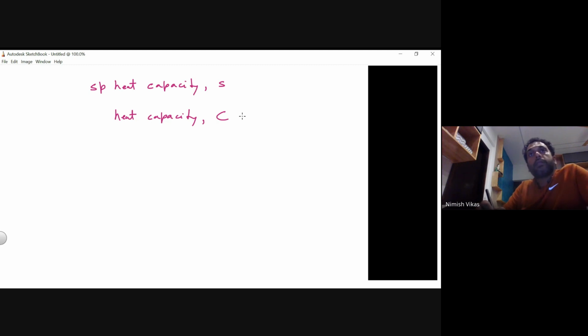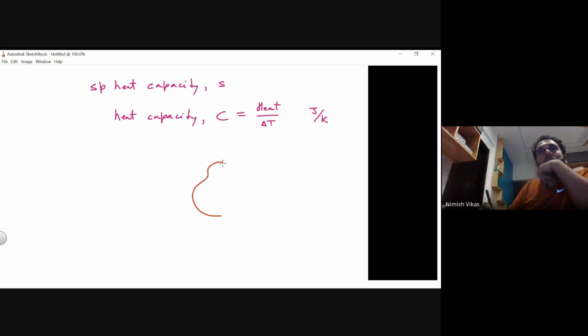So what is heat capacity? Heat capacity is the amount of heat a substance requires to raise its temperature by 1 degree Celsius, right? So it is joules per Kelvin or joules per degree Celsius. Is that clear?